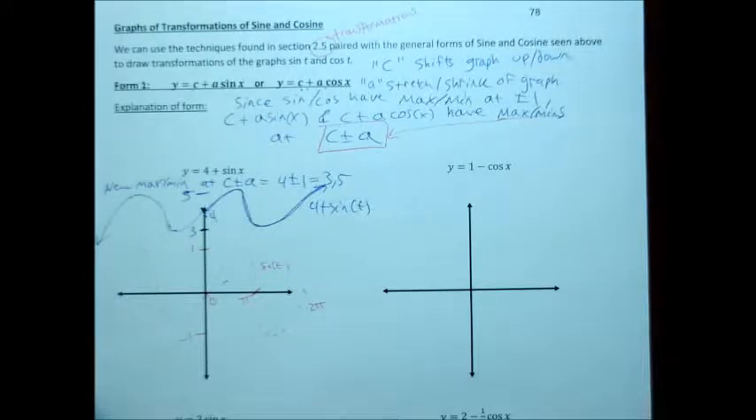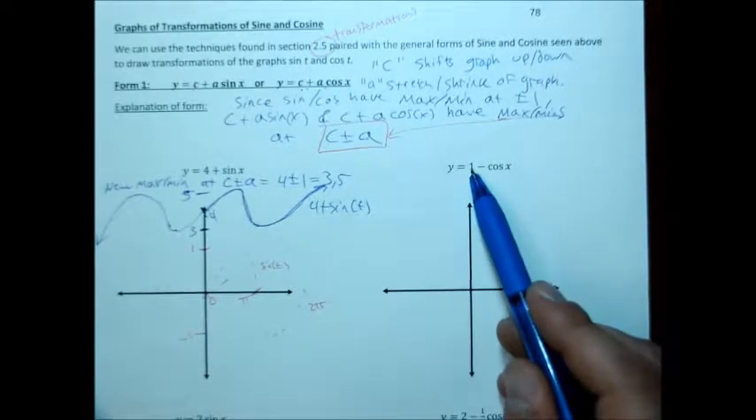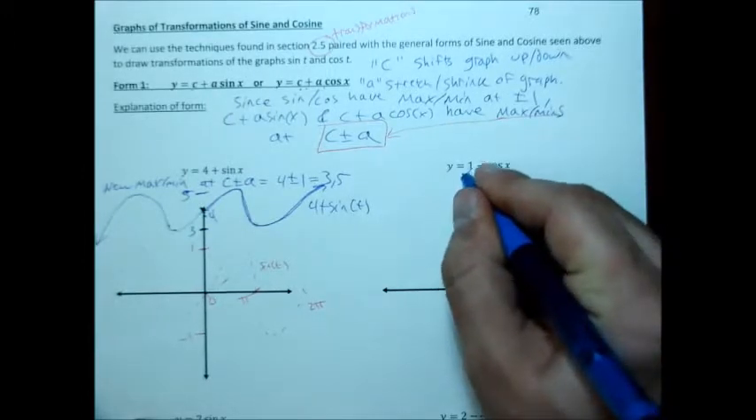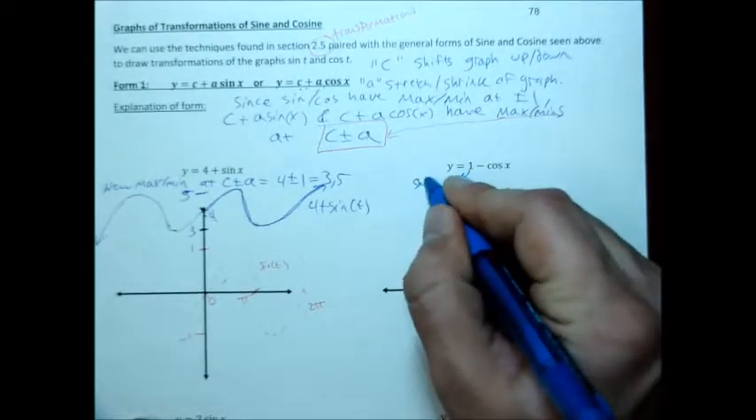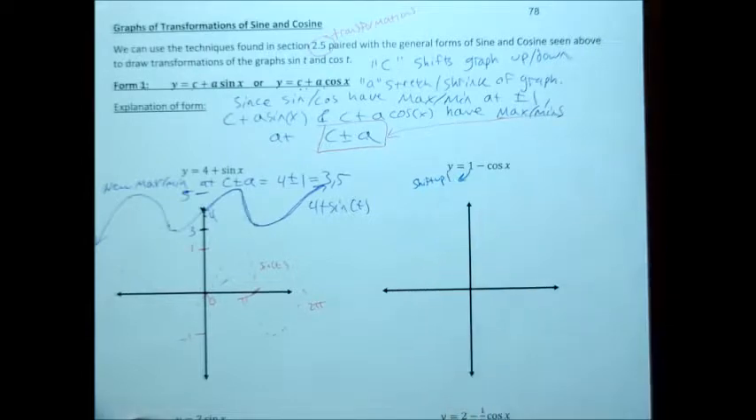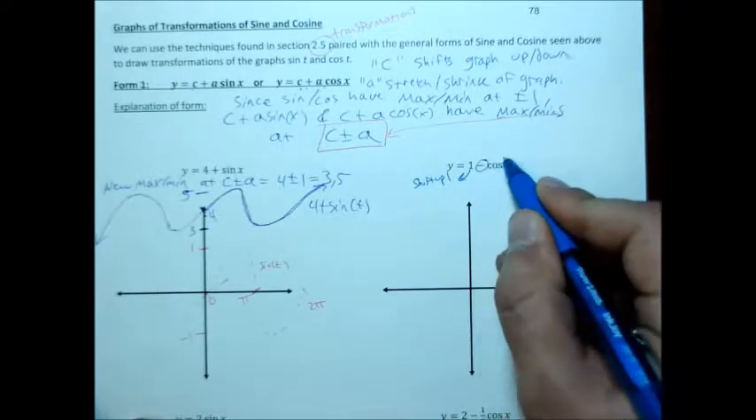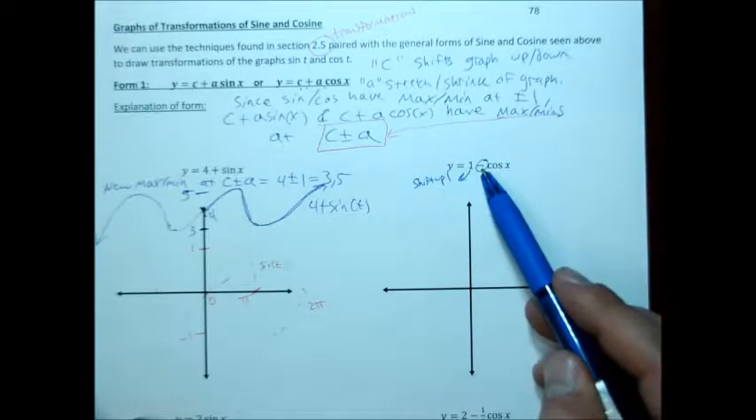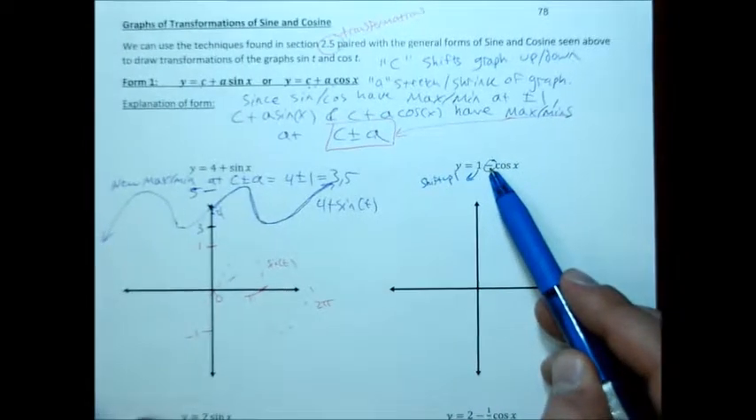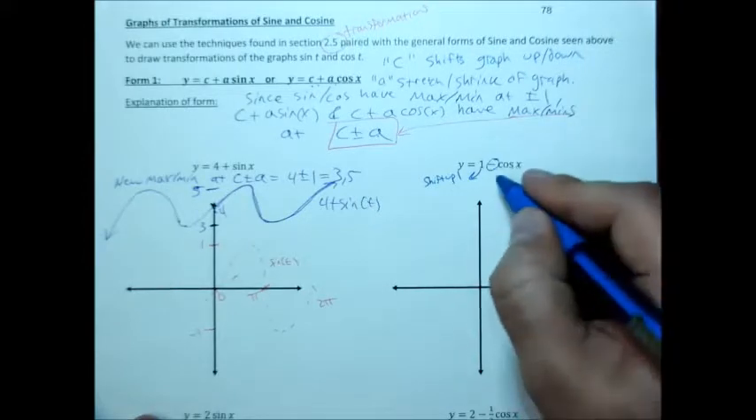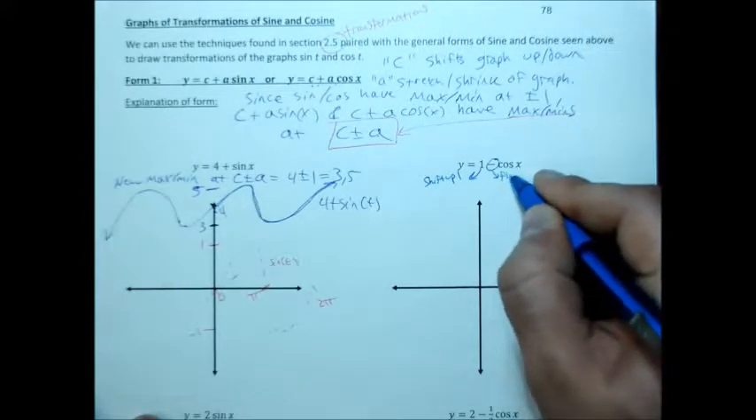Let's take a look at the cosine one. So there's two things going on with this cosine graph, right? We've added 1 to the outside, and so that's going to shift it up 1, right? So this 1 is going to shift the graph up 1. But the negative sign on the outside, that's multiplying the cosine by -1. And if you remember from the transformation section, what that does is that flips it upside down.